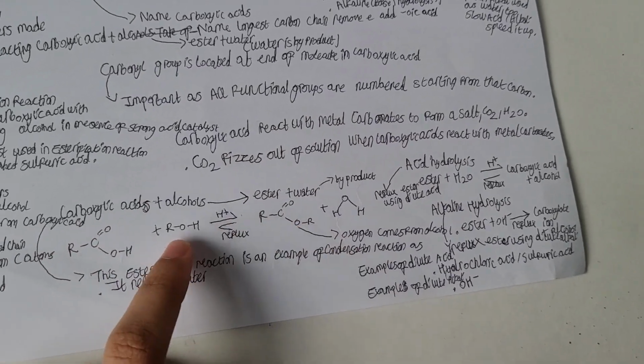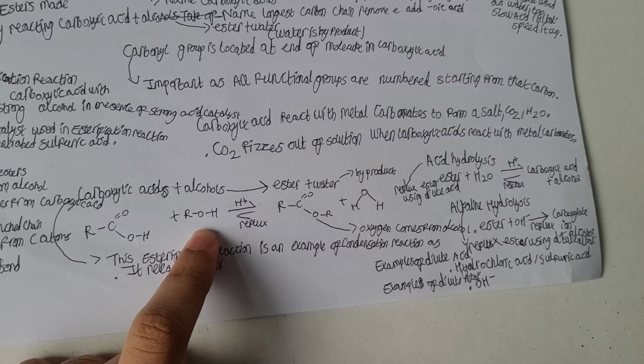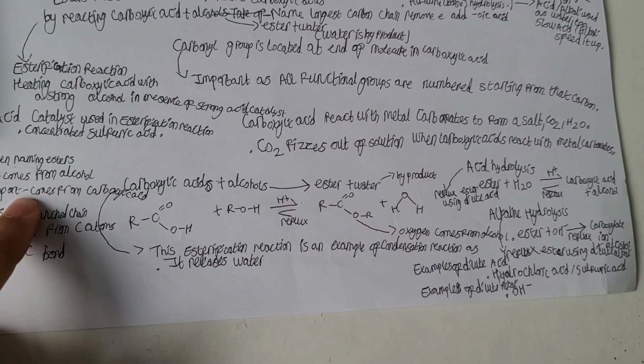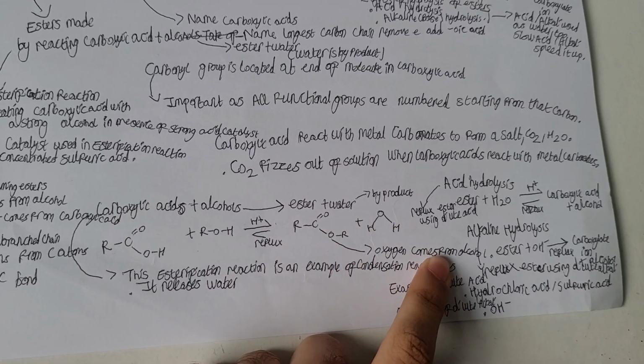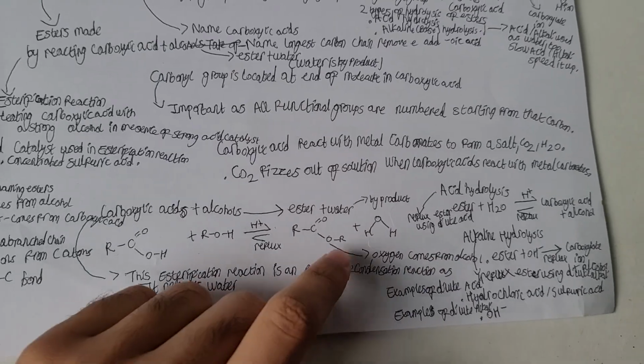This oxygen comes from the alcohol. So when naming esters, the first part comes from the alcohol, the second part comes from the carboxylic acid. In the ester, this oxygen comes from the alcohol, and the rest from the carboxylic acid.